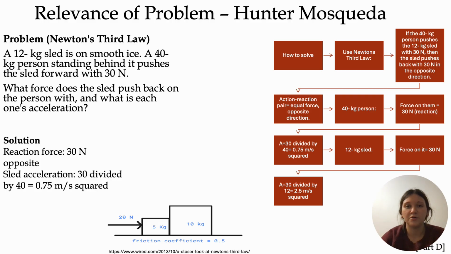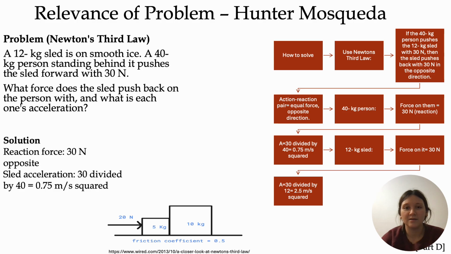On this slide, I'm showing my unique Newton's third law problem. In my scenario, a 40 kilogram person pushes a 12 kilogram sled on smooth ice with 30 newtons of force. According to Newton's third law, that means the sled pushes back on the person with the same 30 newtons, just in the opposite direction. Then I used Newton's second law to calculate each acceleration.